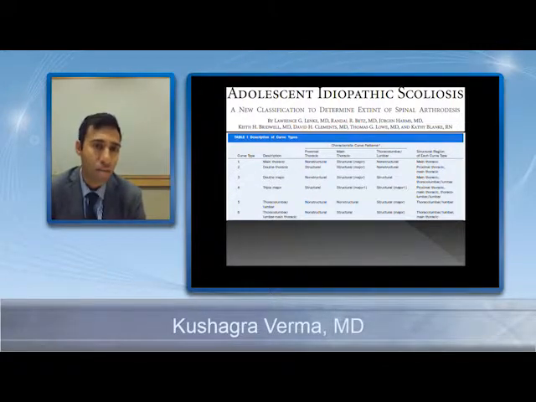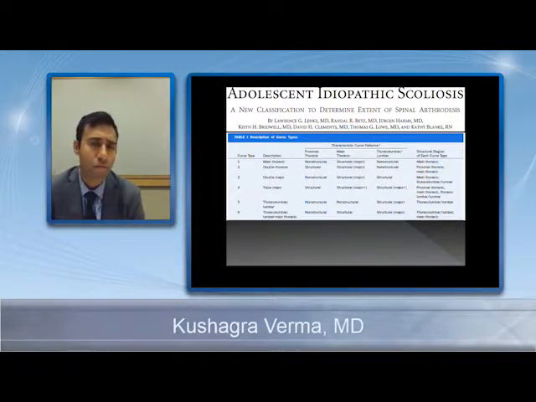But often you'll have double thoracic curves, double major curves, where you have curves that extend into the thoracolumbar region. You can have triple curves, where you have curves in the upper thoracic, and thoracolumbar region. In some situations, you'll only have a thoracolumbar curve, and in very rare situations, you can only have a lumbar curve.